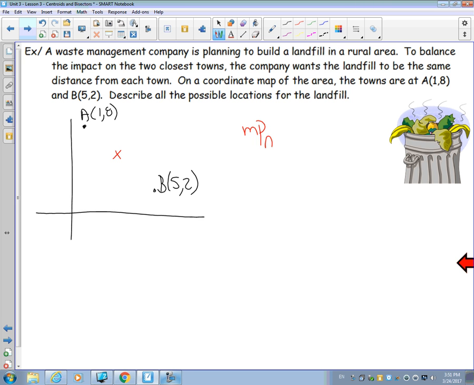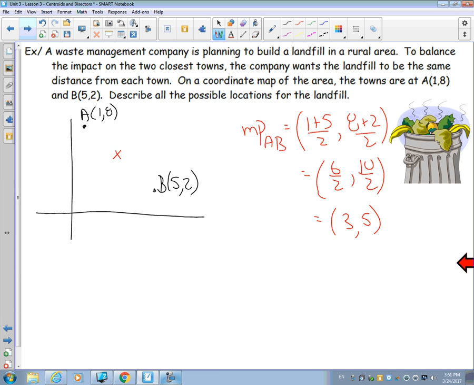The midpoint of AB, we've done this before. There's no tricks here. 1 plus 5, 8 plus 2 will give us 6/2 and 10/2. Or in other words, 3 and 5. That'd be a good spot for that dump. But the question, if we read carefully, says all the possible locations. So what does that really mean? Is there another spot that would be equally fair to put that dump?